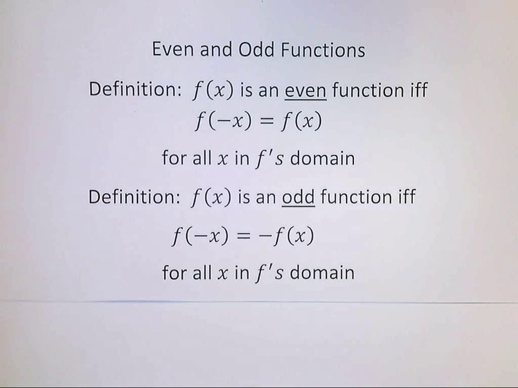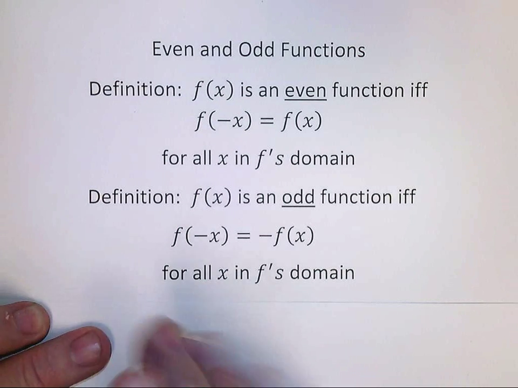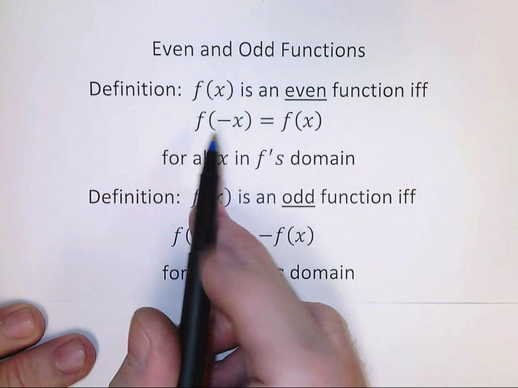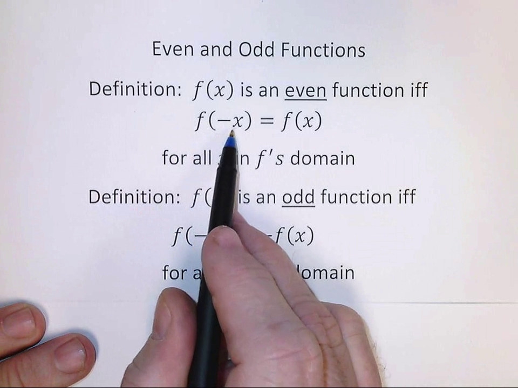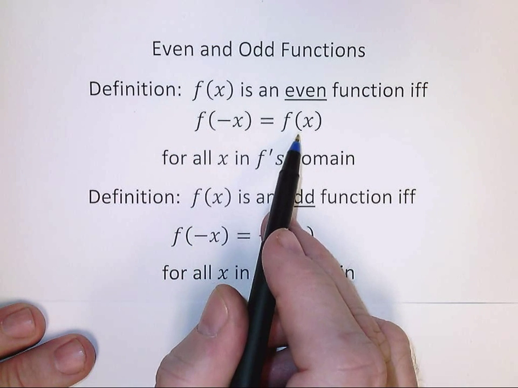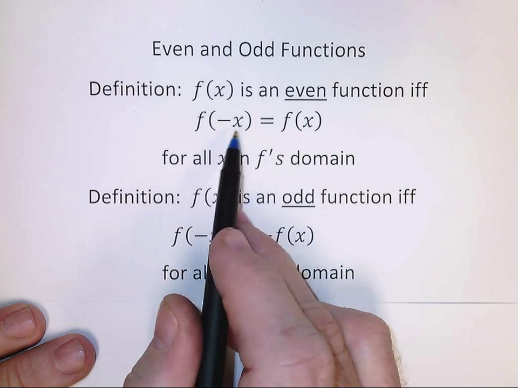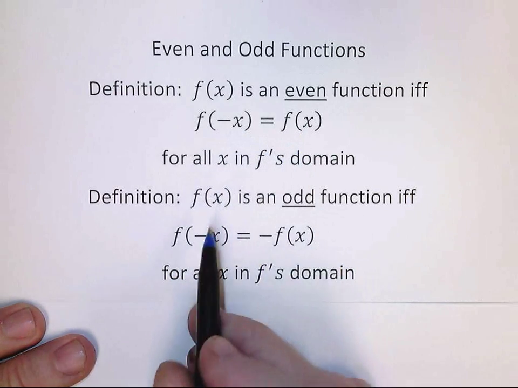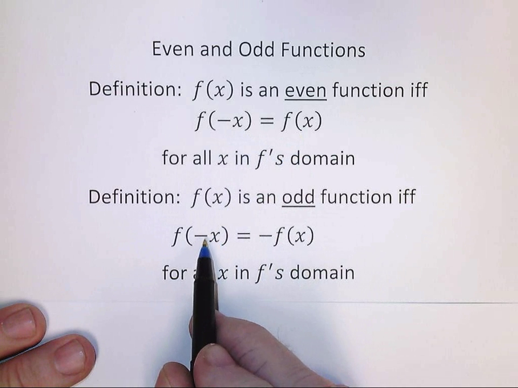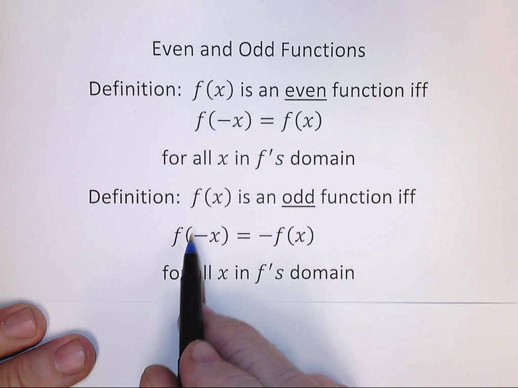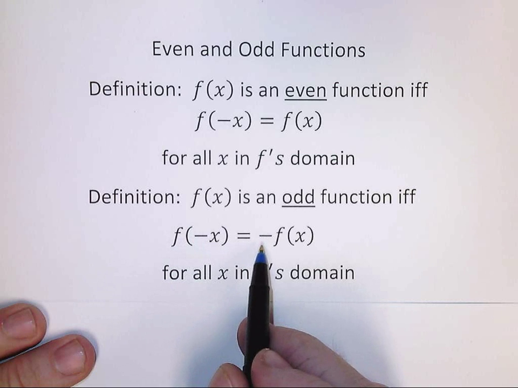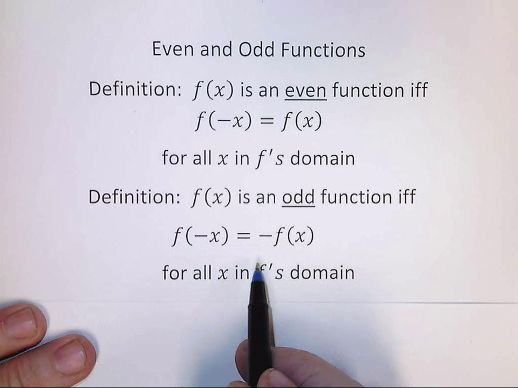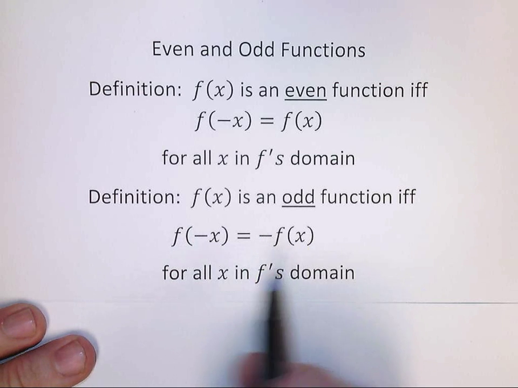Okay, so here we want to discuss even and odd functions. A function is even if when we put negative x into it, we get the same value as putting x into it. So these y values are the same for x and negative x. It's odd if the negative can somehow come out of this. So I have f of negative x is negative f of x for all x in f's domain.